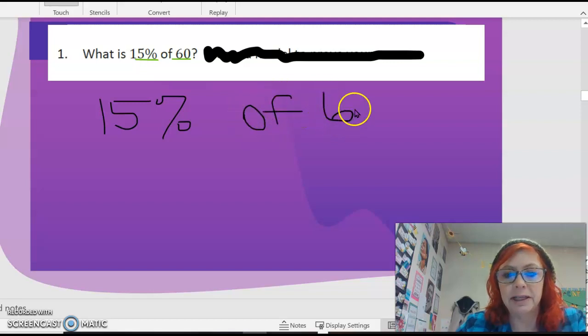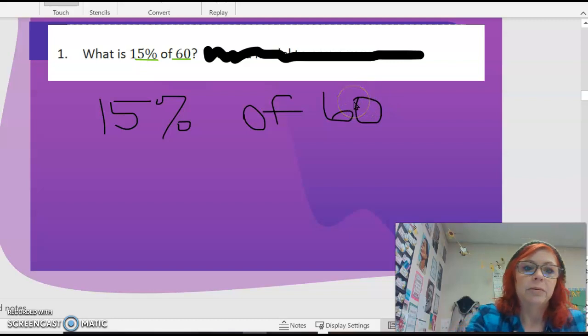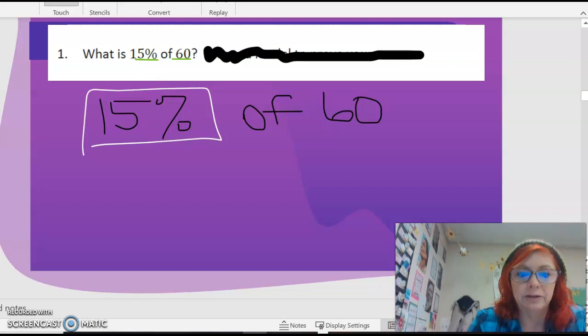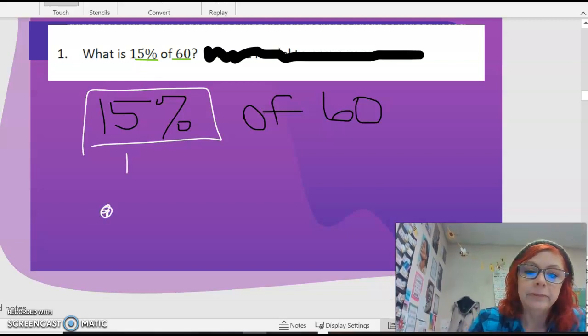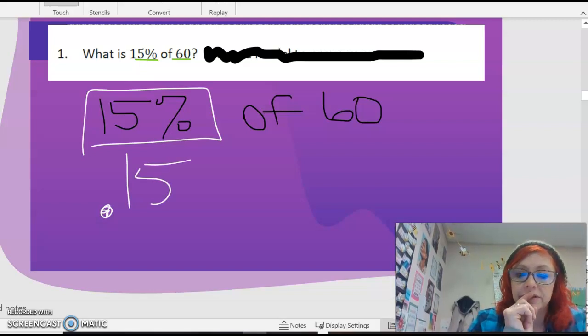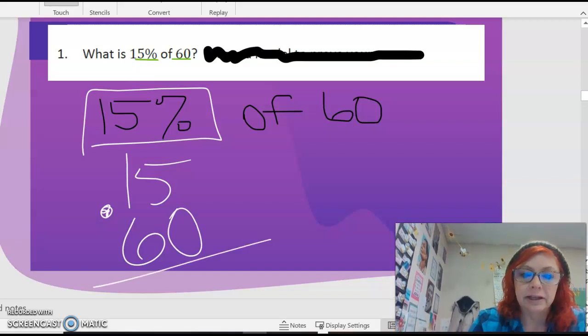If I was going to do this the easiest possible way, what does that mean I would do? I would take 15% and I would turn it into a decimal number. What would that be? All right, you should have said 0.15. And I have to make that of 60, and the of here means multiply. Okay, so I'm going to multiply them.